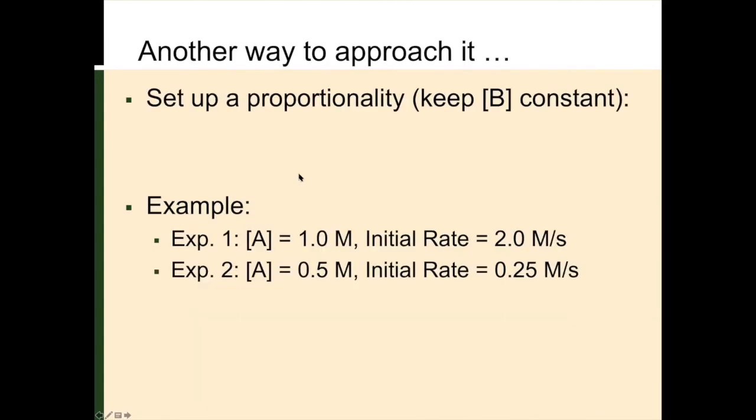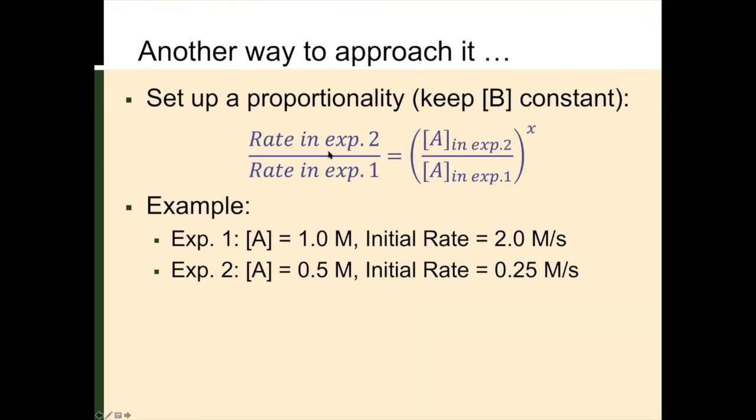So what you want to do is set up a proportionality. Again, we'll use the general form of the rate law that we've been working with, and we're going to hold B constant. So it would look like this. Compare the rate in experiment 2 over the rate in experiment 1, set that equal to the concentration of A in experiment 2 over the concentration of A in experiment 1, and raise that to the power of what you're solving for, that exponent x.